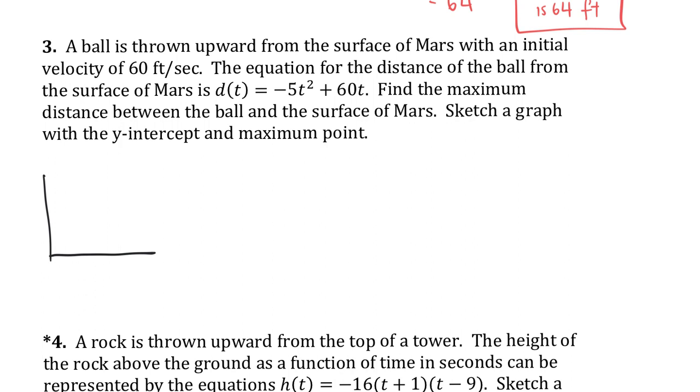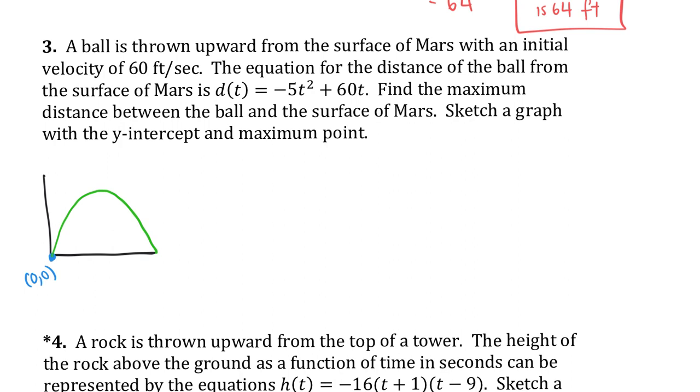Okay, the y-intercept: a, b, no c. C equals 0. 0, 0. Okay, does this make sense? Okay, the ball is thrown upward from the surface of Mars. So it starts on the ground of Mars, goes up, comes back down.